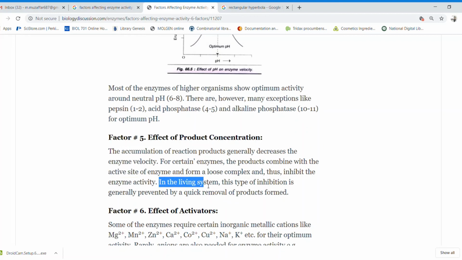So in living systems, this type of inhibition is generally relieved by a quick removal of products. Okay, this point is not required.